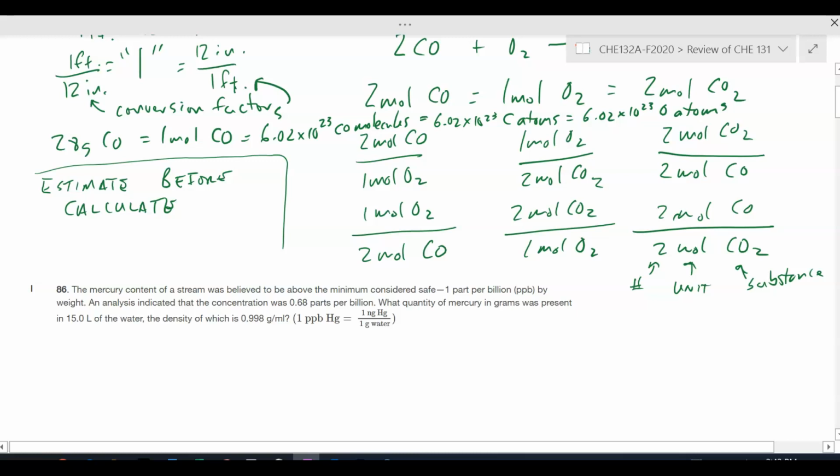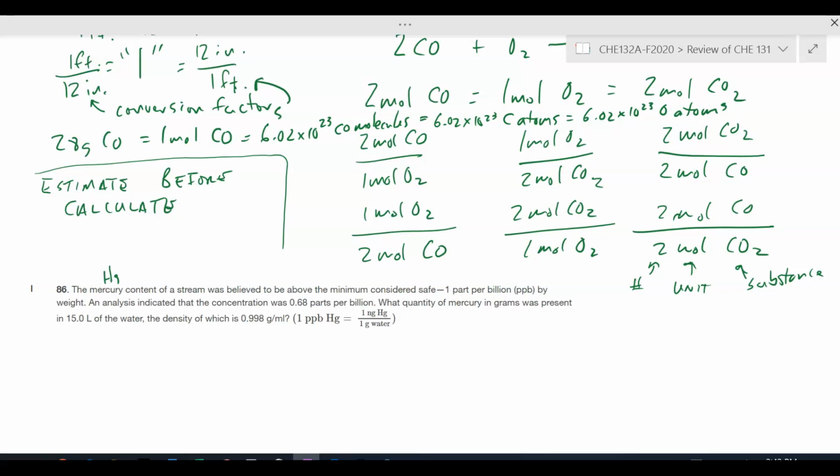All right, so mercury content. Mercury, of course, has the symbol Hg. Of a stream was believed to be above the minimum considered safe, 1 part per billion by weight. An analysis indicated that the concentration was 0.68 parts per billion, which would be less than 1 part per billion, of course. What quantity of mercury in grams was present in 15 liters of the water, the density of which is 0.998 grams per milliliter? Okay, and then we're also told that the definition of 1 part per billion is 1 nanogram of mercury for every gram of water.